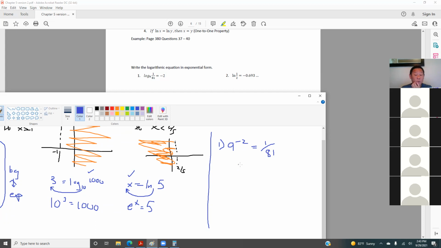And we are not solving this equation. Don't try to solve it or prove it. We're just going to write it. How about question 2? How do we write this natural log into exponent form?